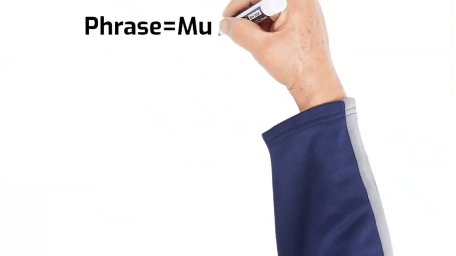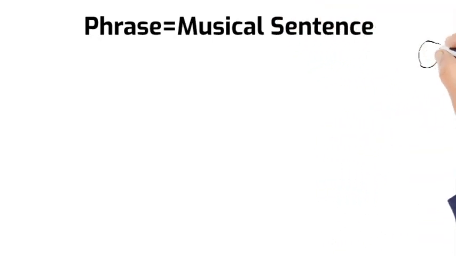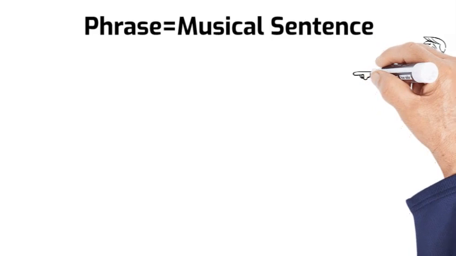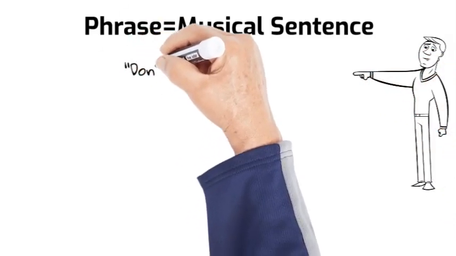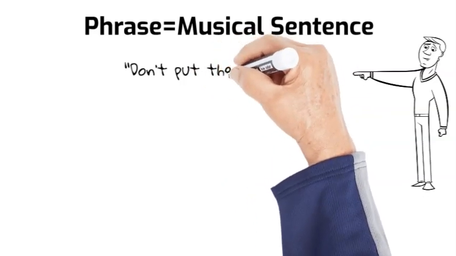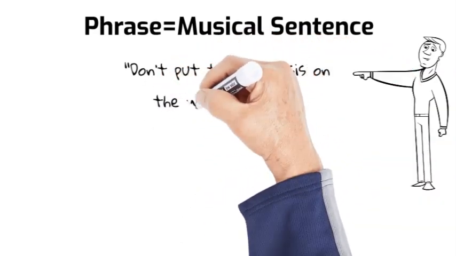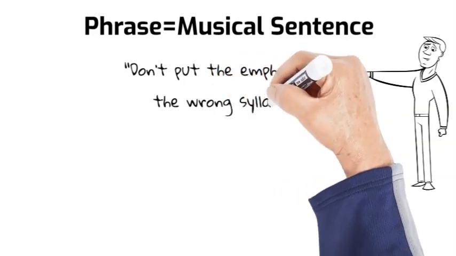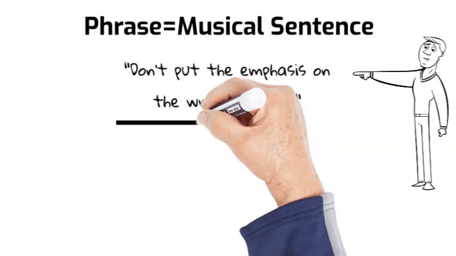A phrase is a musical sentence, and like sentences in language, effective sentences have appropriate emphasis on syllables in the sentence and appropriate pauses between sentences. A common saying about phrasing is to make sure you don't put the emphasis on the wrong syllable, but that you put the emphasis on the correct syllable.